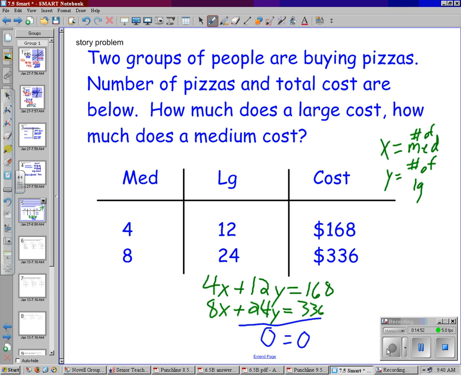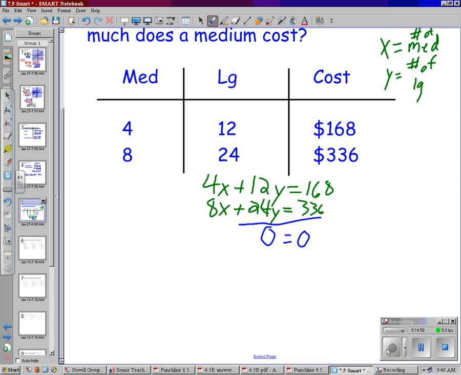How did you guys add them together? What did you multiply the top equation by? So we're multiplying this by -2, so we really are getting -8x minus 24y equals negative what over here? 336. So we did get 0 equals 0, which tells us infinite, because that's a true statement.